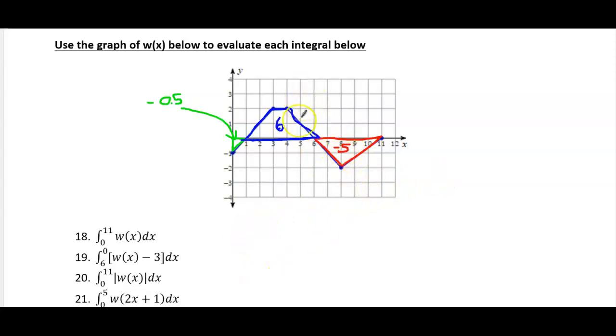It might be possible that we have to cut this trapezoid up into pieces, but we'll see as we go along. But basically, you're going to have to go through and find some area as you go. So let's go ahead and see what we got. So the first question is asking us to find the integral of w of x from 0 to 11. And what that means is they want to find the area between the curve and the x-axis from 0 to 11. In other words, the whole thing. So that would be like adding all the pieces together. So we have negative 0.5 plus 6 minus 5, which is going to be 0.5. Final answer.